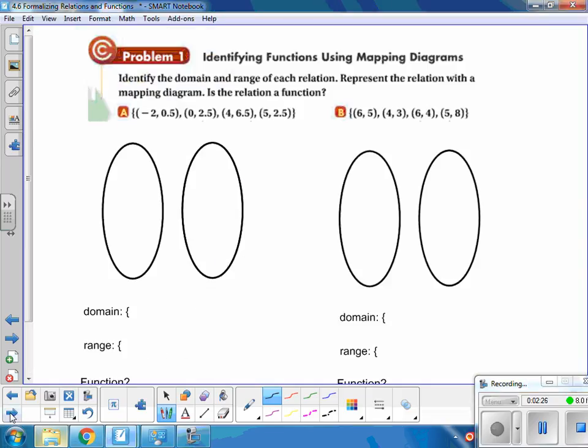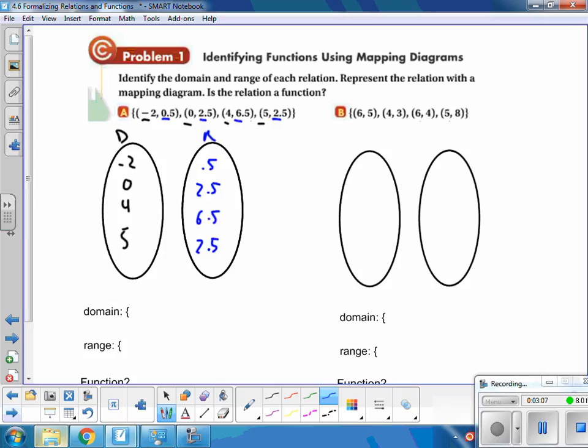So for instance, identify the functions using mapping diagrams. It kind of looks like a Venn diagram, but these are mapping diagrams. We're not looking for the overlap here. Identify the domain and range of each relation. These are the relations, which are ordered pairs. Represent the relation with a mapping diagram. First I'm going to look for my domain. My domain is all my x values, so -2, 0, 4, and 5. My range is going to be my y values: 0.5, 2.5, 6.5, and 2.5.